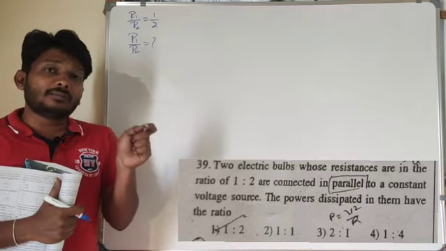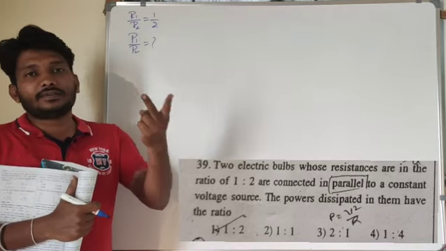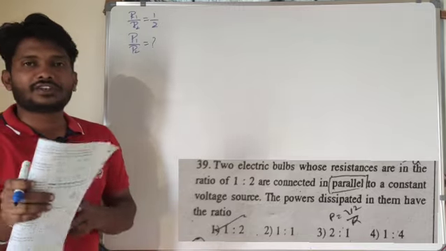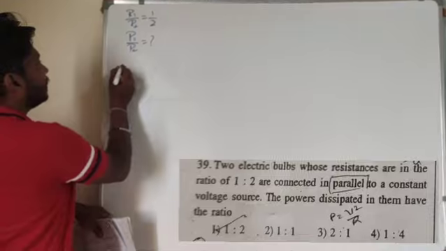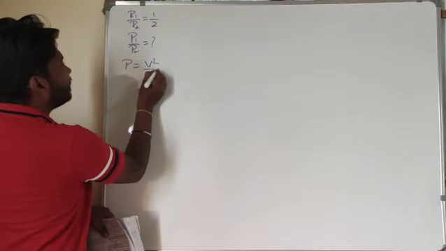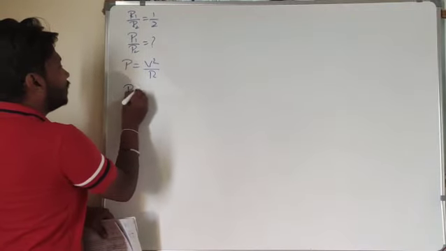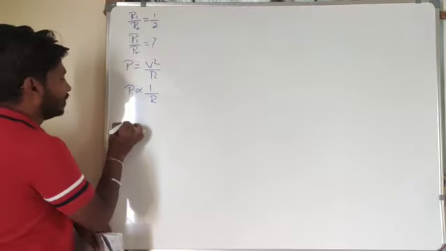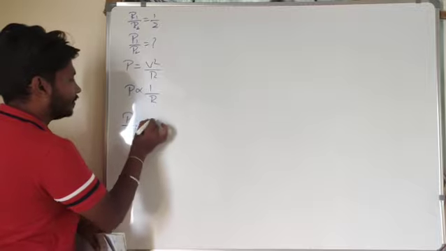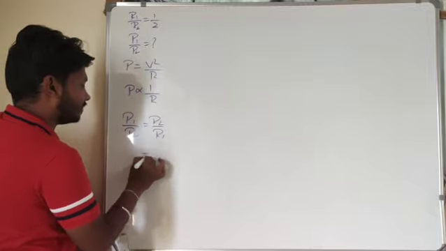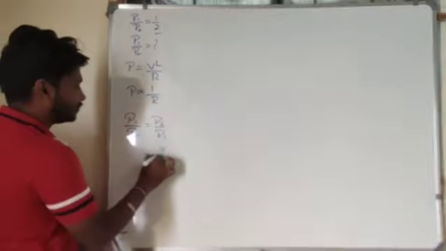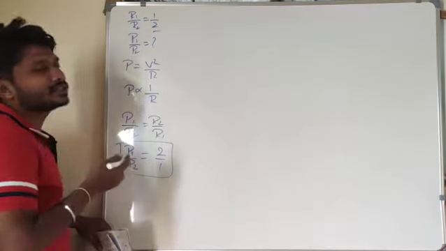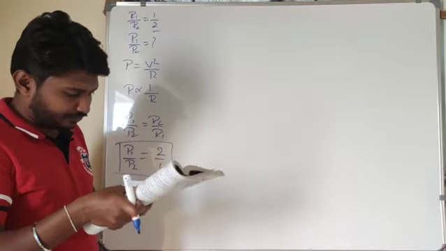What is the relation between power dissipation and the resistance if those elements are connected in parallel combination? In parallel combination, the potential difference remains the same. So if the potential difference remains the same, P is equal to V square by R. Power and resistance are inversely proportional in case of parallel combination. So P1 by P2 is equal to what? R2 by R1 here. R2 value is how much? So 2. R1 value is 1. The power in terms of ratio is 2:1, inversely proportional.